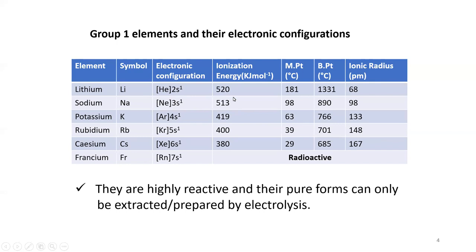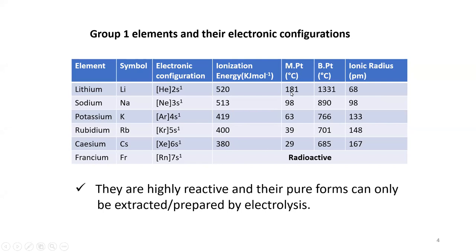For the ionization energy, the ionization energy for group one elements reduces down the group. Why? Because of increase in shielding effect, and the atomic radius also increases. What other reason? Nuclear pull decreases. As you go down the group, the shells are becoming bigger, and the nuclear pull is reducing. What it means is that you don't need much energy to remove the valence electron. That is why the ionization energy reduces down the group.